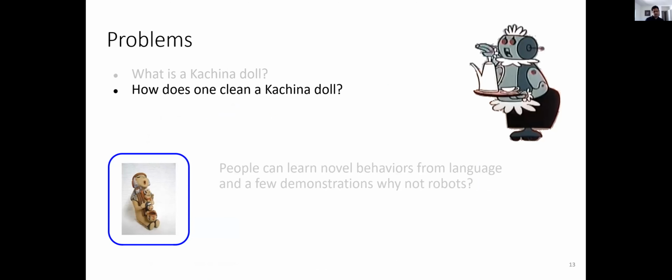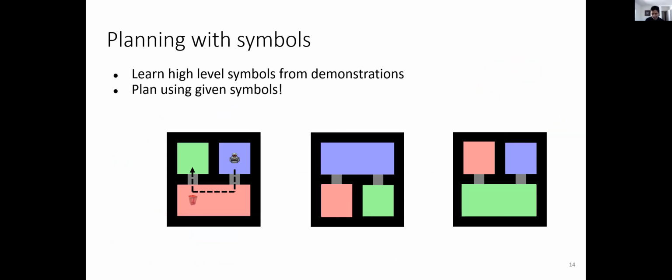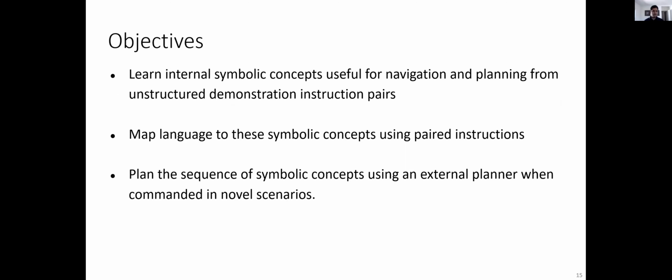The second problem that Rosie comes up with is, how does one clean a Kachina doll? And this problem I choose to solve with planning, with some symbols that we'll learn from high-level demonstrations. And what we really want to do is to give a demonstration of the robot going to the green room, let's say, and then learn some high-level symbolic information about going to the green room so that we can solve this in novel scenarios in different houses and things like that. So we want to plan given symbols, and we want to map language to these symbols. Cool.